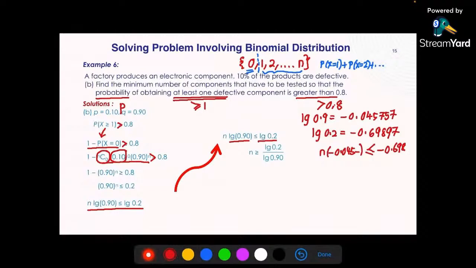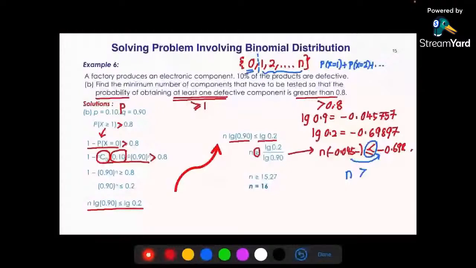You can see here why I changed the sign. So here, because of this thing. Okay, that's why I changed the sign. So dia akan dapat, this is not equal, sorry, greater than. So n is greater than 15.27. Okay, this is the final one.